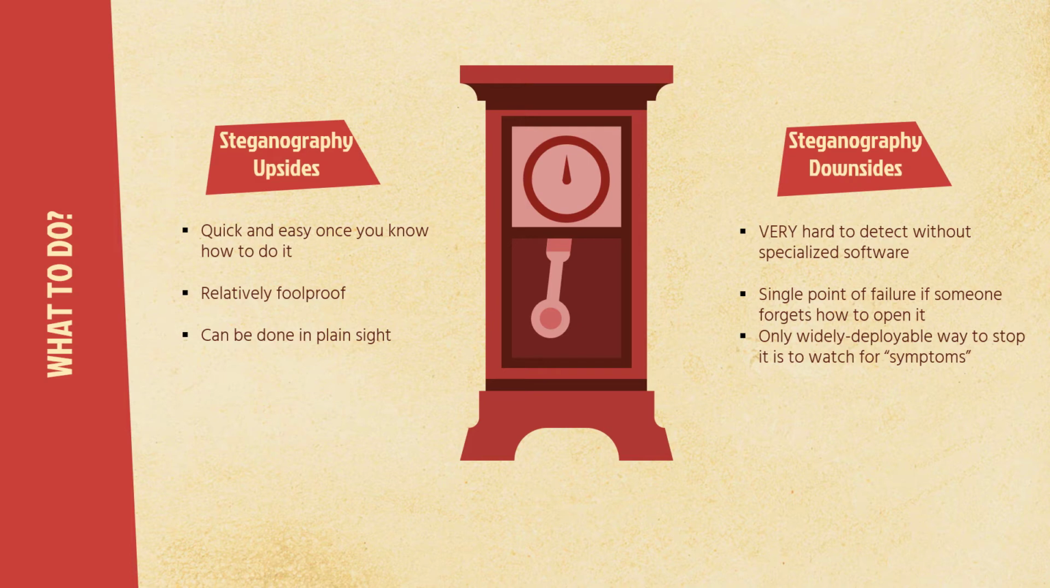It's also a single point of failure if someone forgets how to open it. If they don't have the program, or they forget the password, something along those lines, then that's a single point of failure. They won't be able to use it anymore. And then the big downside, though, is that the only widely deployable way to stop steganography is to watch for its symptoms. So what are the symptoms?